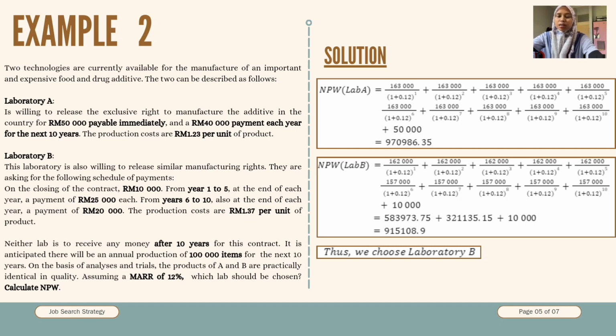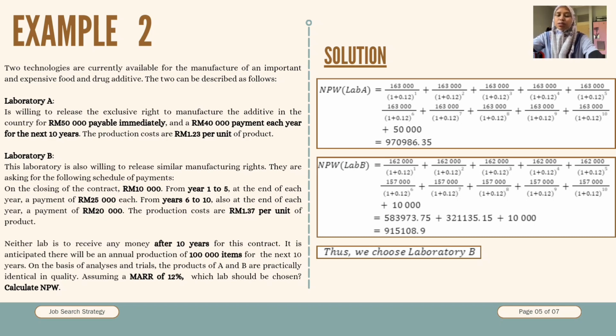The production costs are 1.20 ringgit per unit of product. Lab B says that this laboratory is also willing to release similar manufacturing rights. They are asking for the following schedule of payments: on the closing of the contract, 10,000 ringgit. From year 1 to 5, at the end of each year, a payment of 25,000 each. And from year 6 to 10, also at the end of each year, a payment of 20,000. The production cost for this laboratory is 1.37 ringgit per unit product.